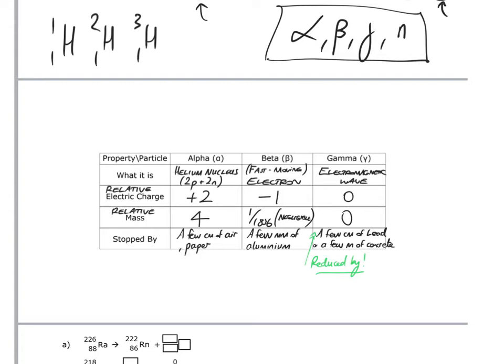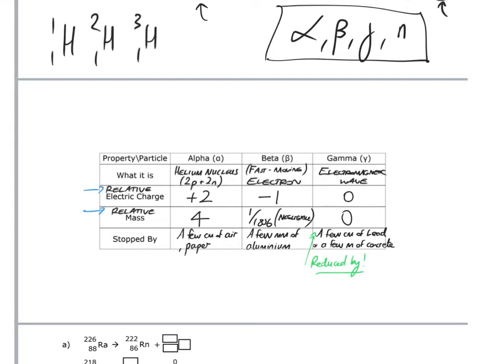So notice I inserted the word relative because when we talk about charge and mass, when we talk about small particles like radioactive particles and protons and neutrons, we use relative units. So we make a proton have a relative mass of 1 and a relative charge of +1, and then compare everything to the proton.